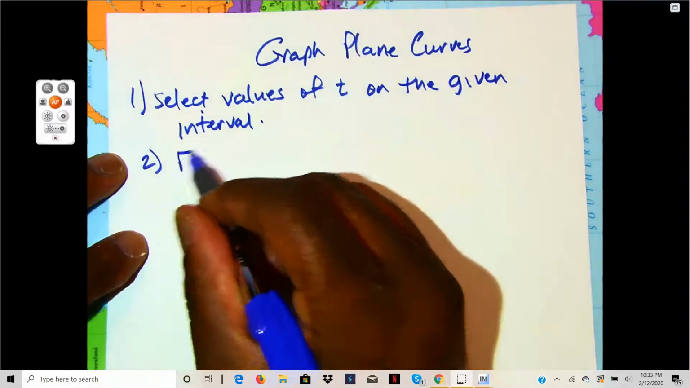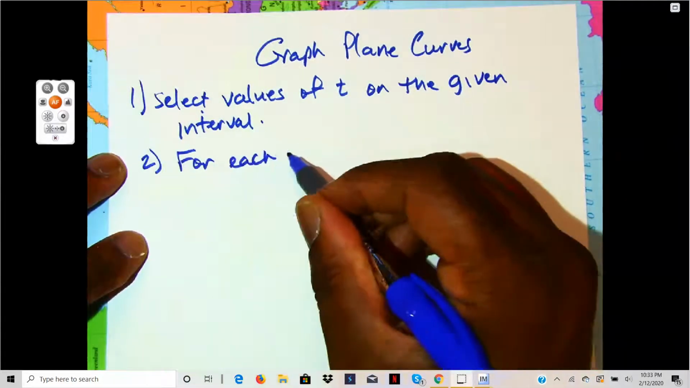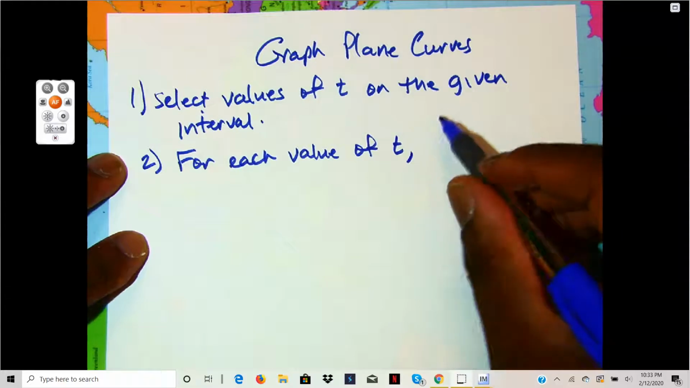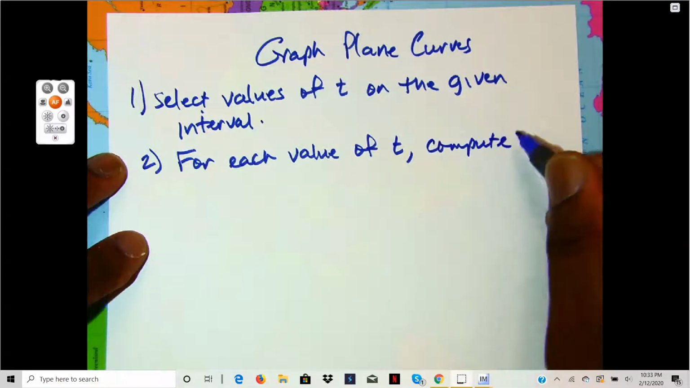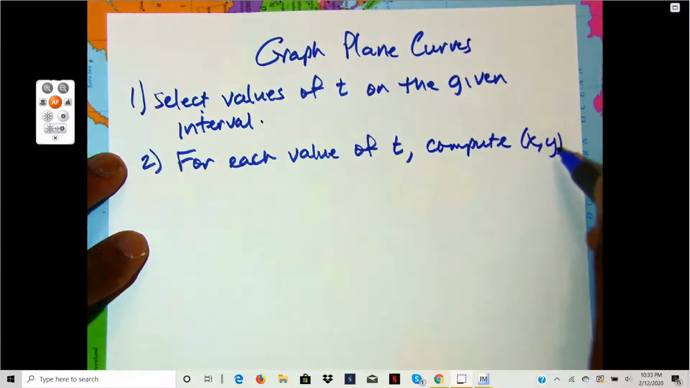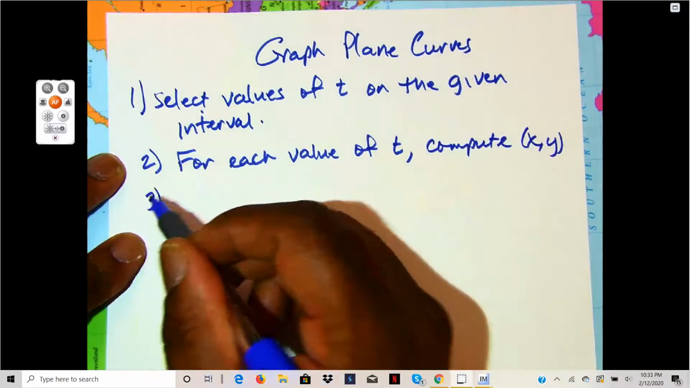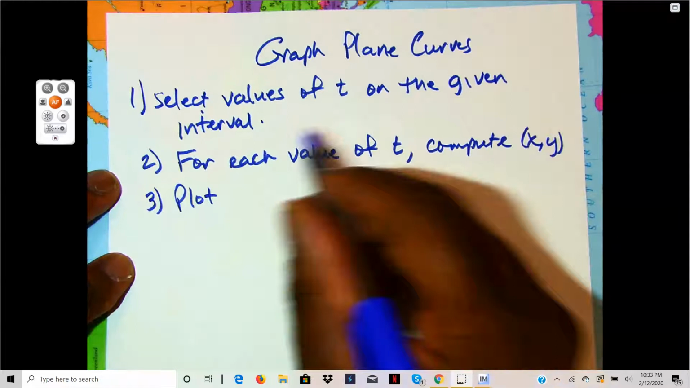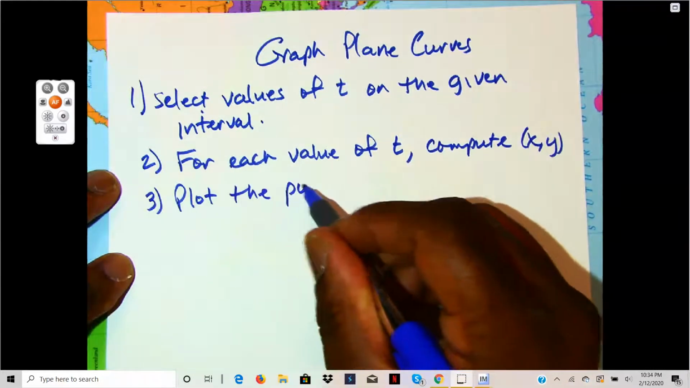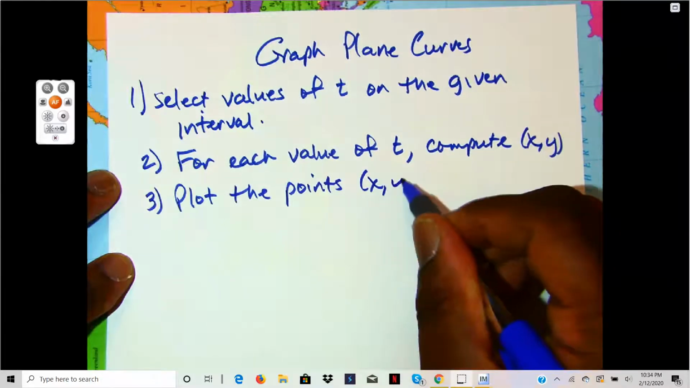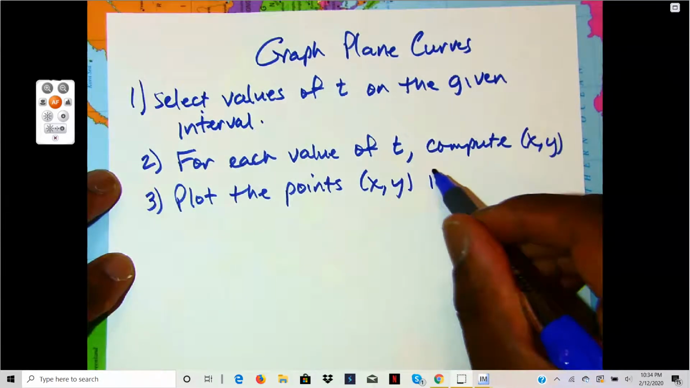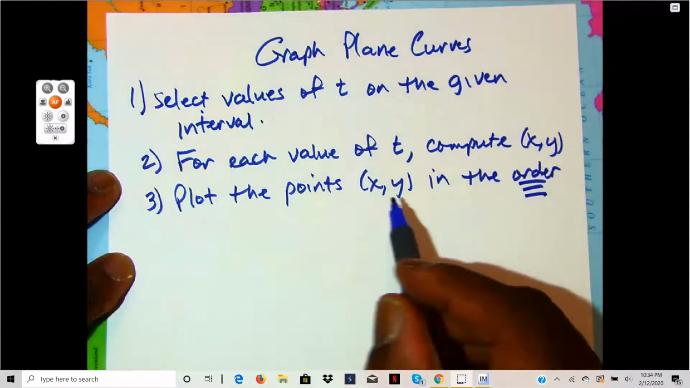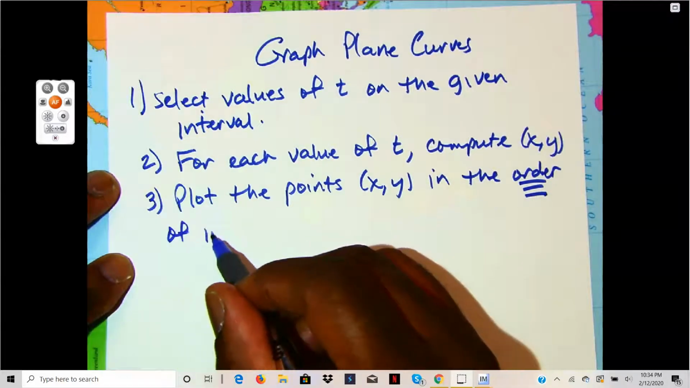Next, for each value of t, we're going to compute x and y. Then our third and final step is we're going to plot these xy points. So plot the points x comma y in the order of increasing t.